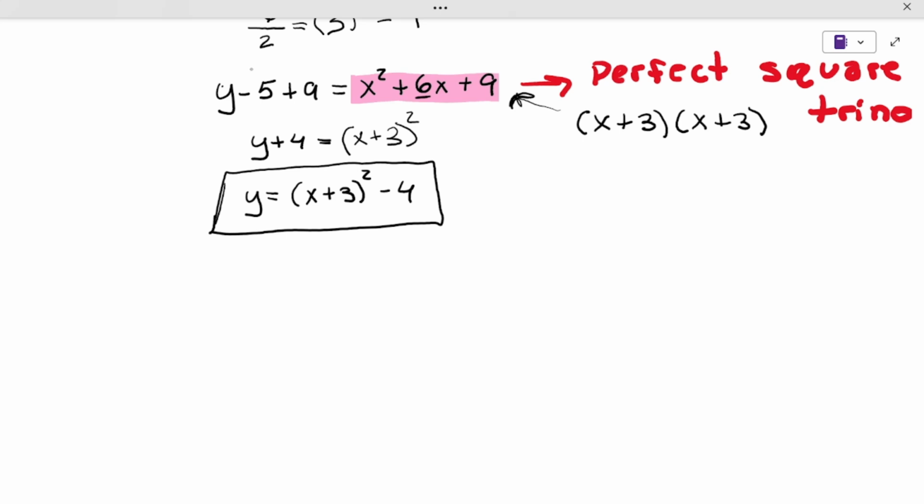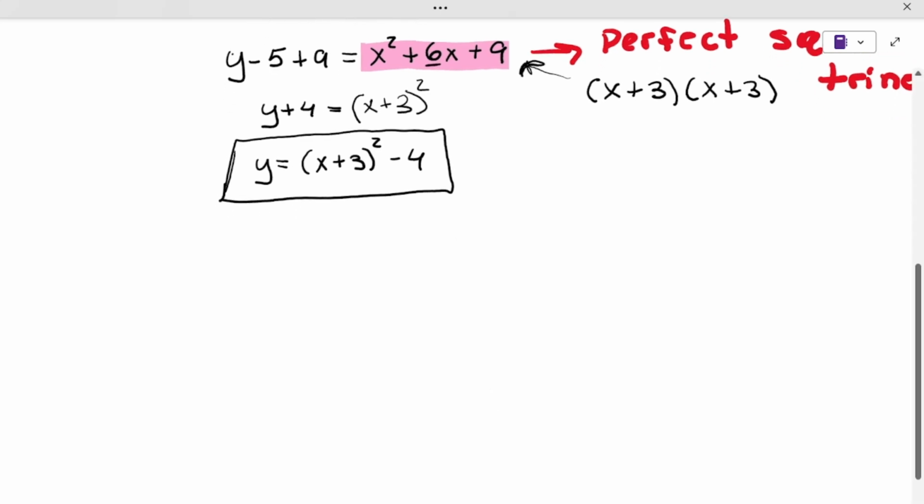And then to find the vertex, all you do, you look at the h value and you look at the k value. You always take the opposite of what the h value is. So if it's a positive, you'll take the negative. If it's a negative, you'll take the positive. So for here we have positive 3. The answer is going to be negative 3, negative 4.